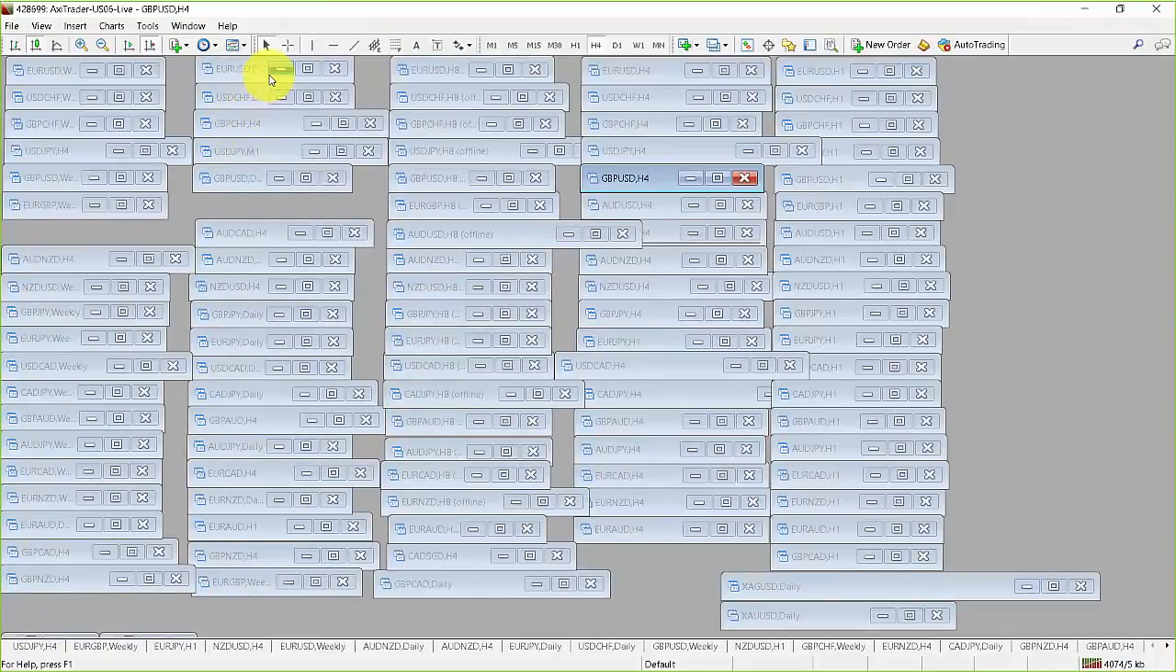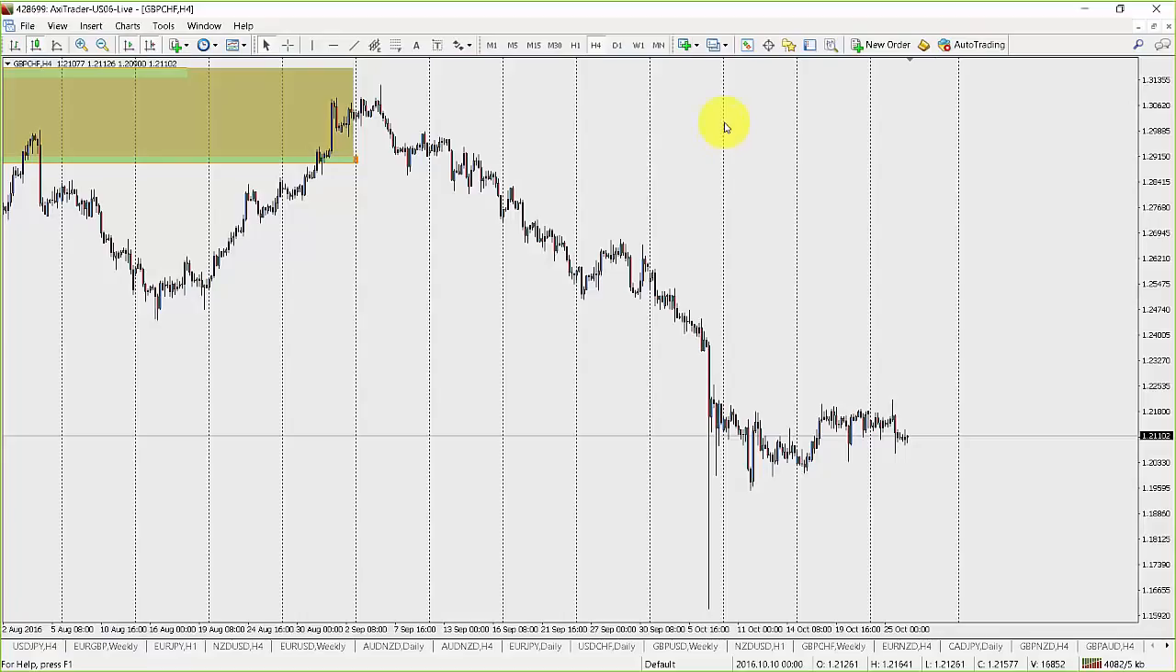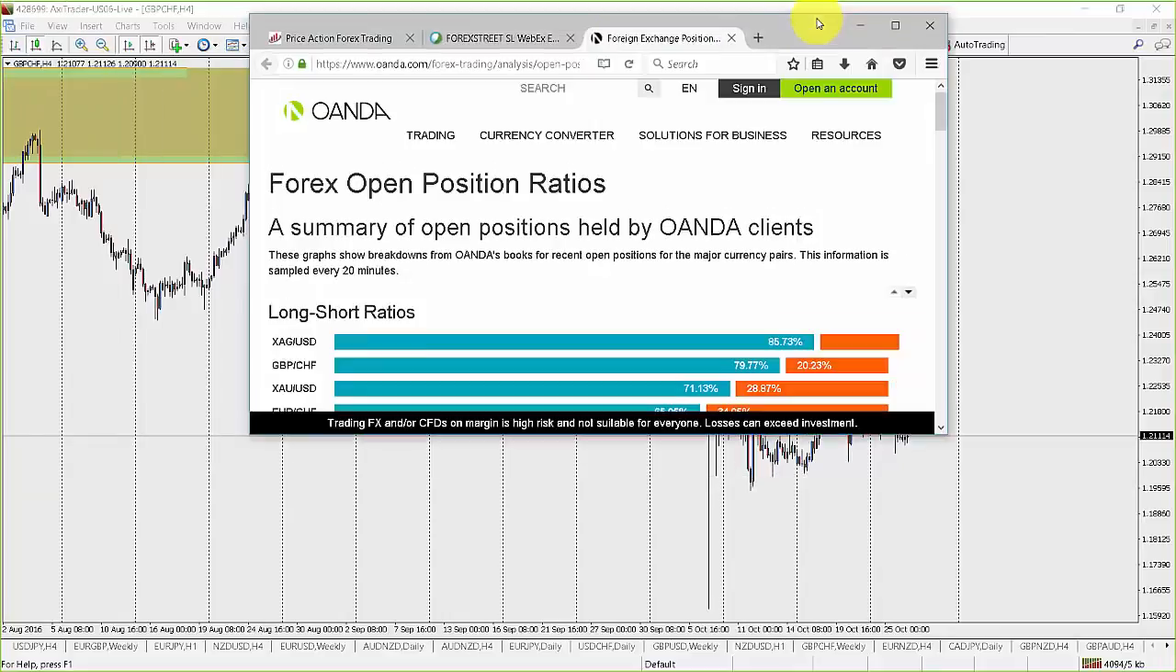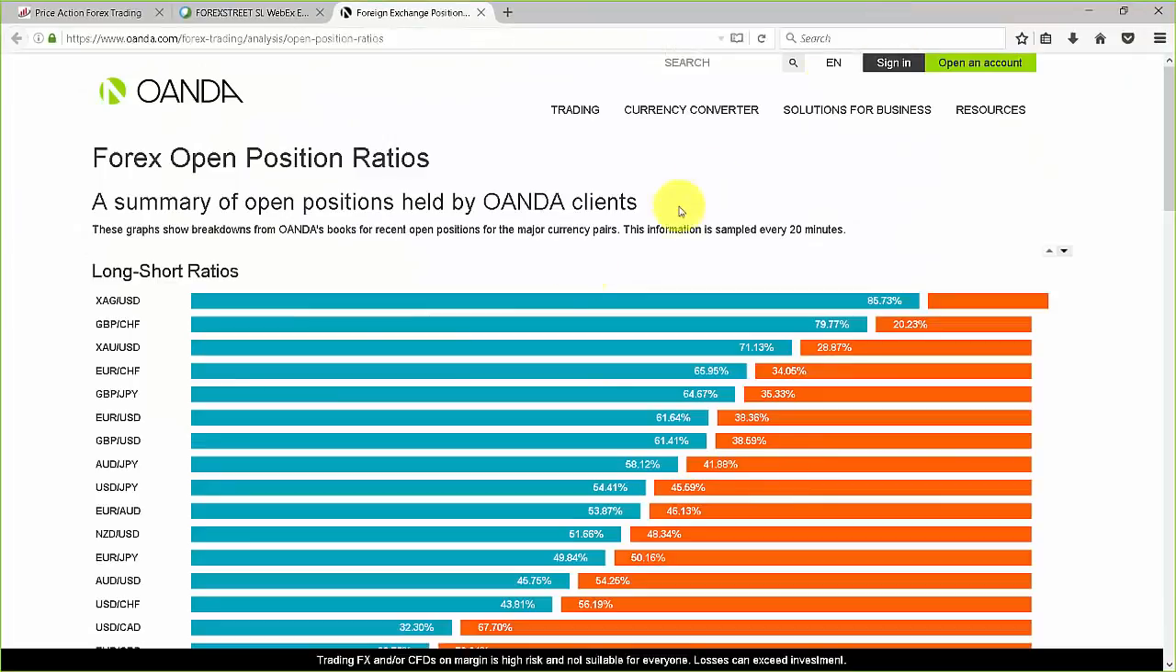Any other ones? So I wanted to show you the pound Swiss just because we just talked about it. So the pound Swiss, a lot of traders are. I can show you if you want to see here. You should be able to hopefully see this on my chart.